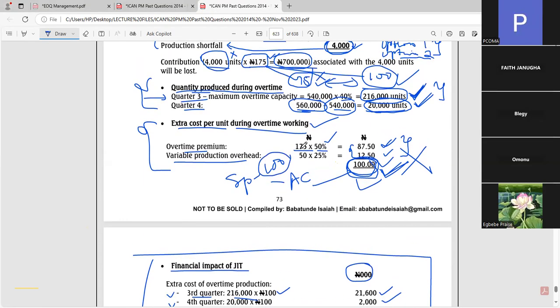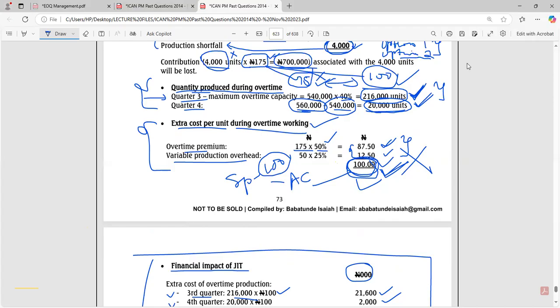This question did not give us the new selling price if we are working overtime. Technically, if a client gives you a job and says, I don't care, whether you don't sleep at night, just get my work done, I need to charge that client more. A client that says, I can wait till whenever you finish, I need to charge them the same amount.